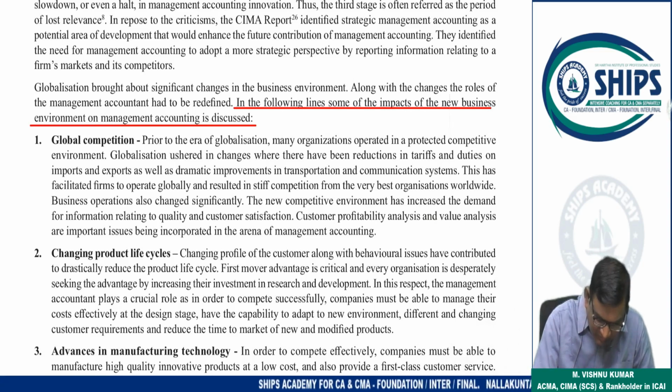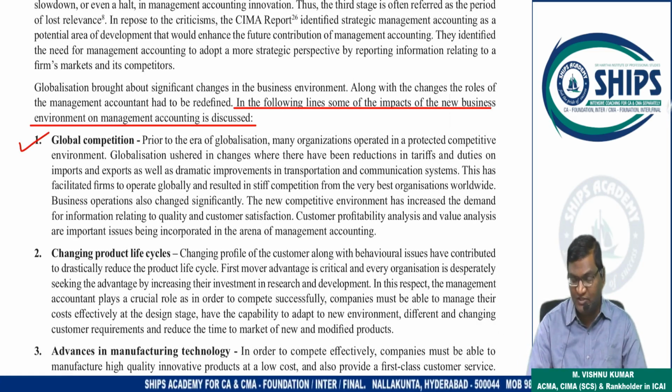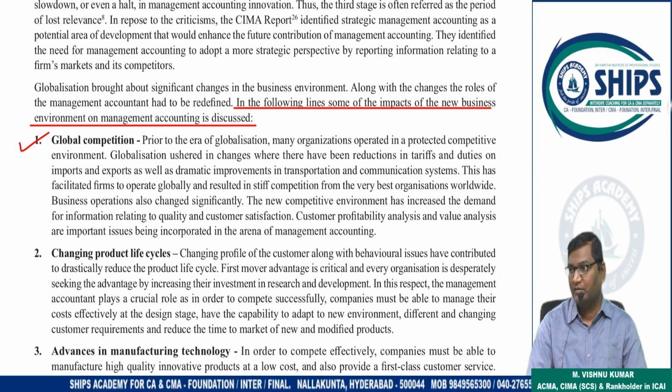Because in the market there is no monopoly system if there is competition. So competition will generally affect the entire business. Because of competition, we have to change our strategies.